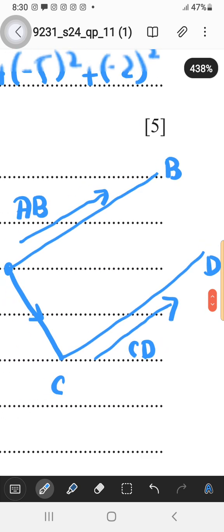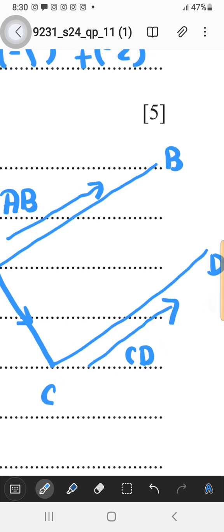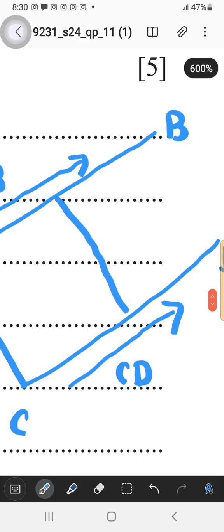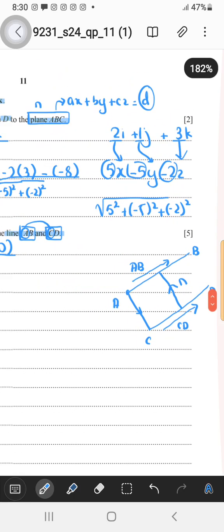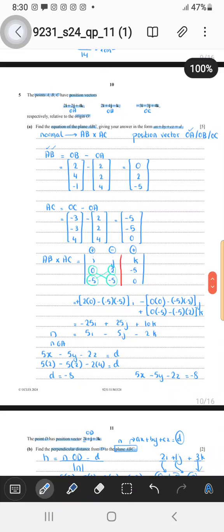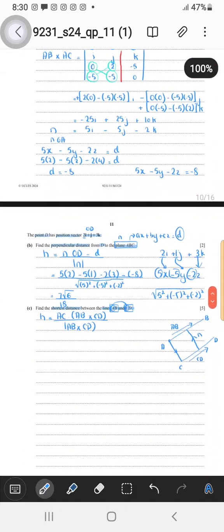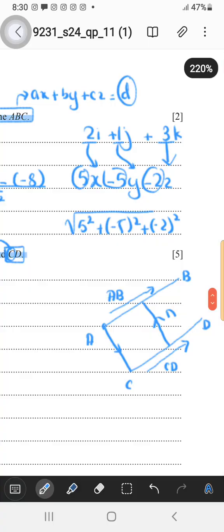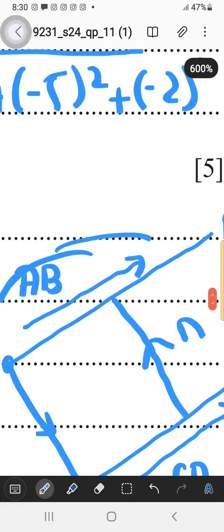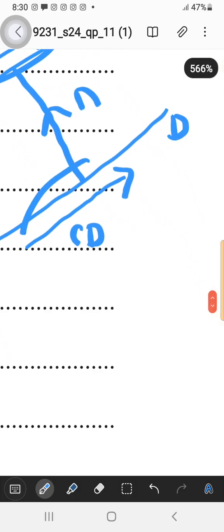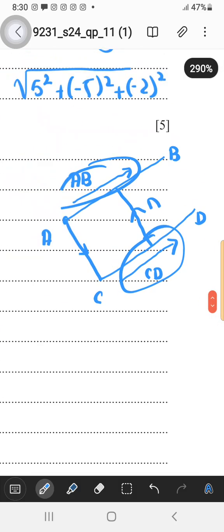Basically, if we do cross product of AB and CD, we will get a normal between the two lines. Okay, as we had multiplied AB and AC, we got a normal. So if we multiply AB and CD, it means two directional vectors. One is the first directional vector, this is the second directional vector. If you multiply two directional vectors, we will get a normal.